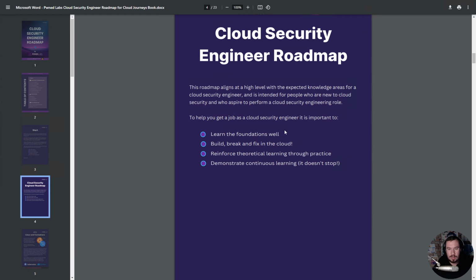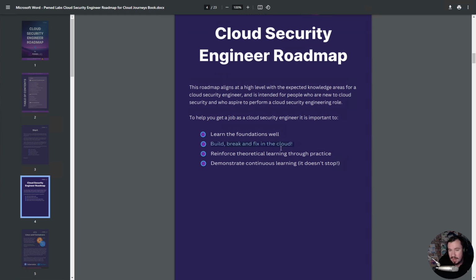To help you get started, we have a few things. Learn the foundations well. I think about TCM Security. They release, and they do it every year, an excellent guide on how to become a pen tester. And Heath has this whole thing about a pyramid. And on the bottom of the pyramid is you build your foundations. Build, break, and fix in the cloud.